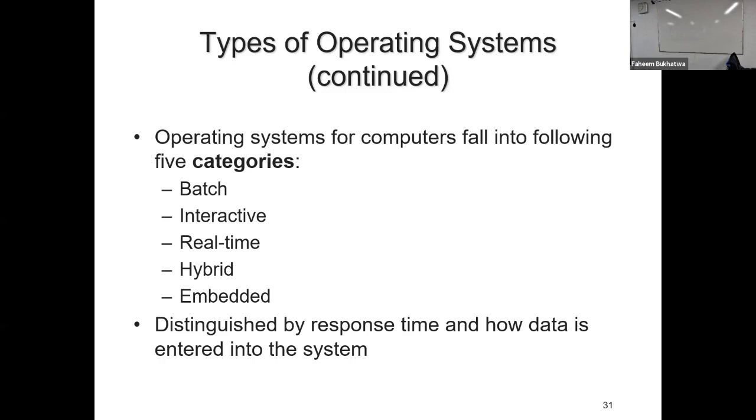Interactive systems use real-time processing systems. And it's important for those. Hybrid system. Yeah, so companies, they might have a combination of two or those three.